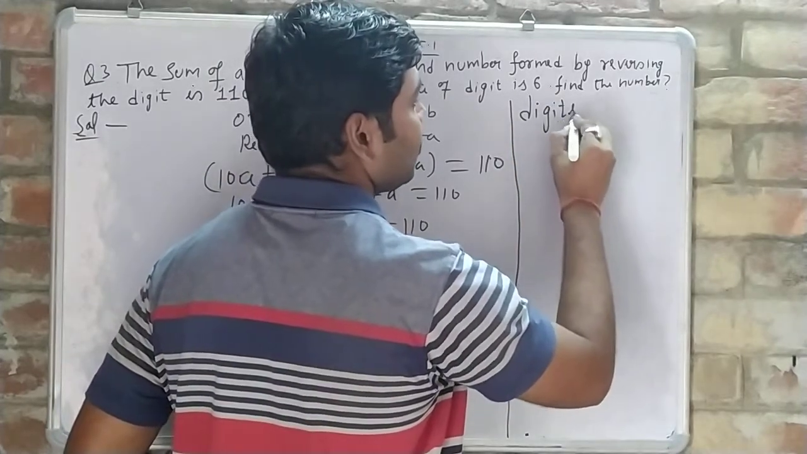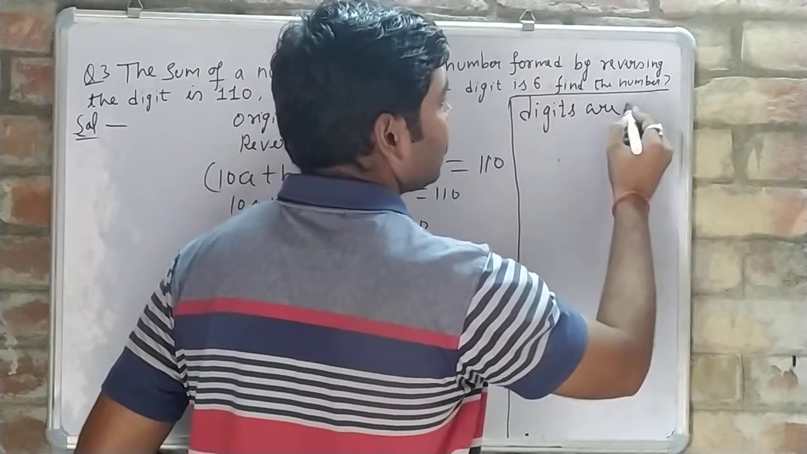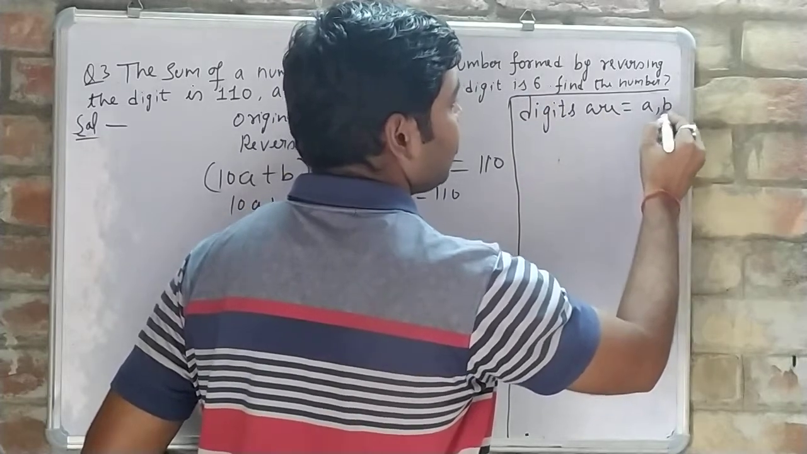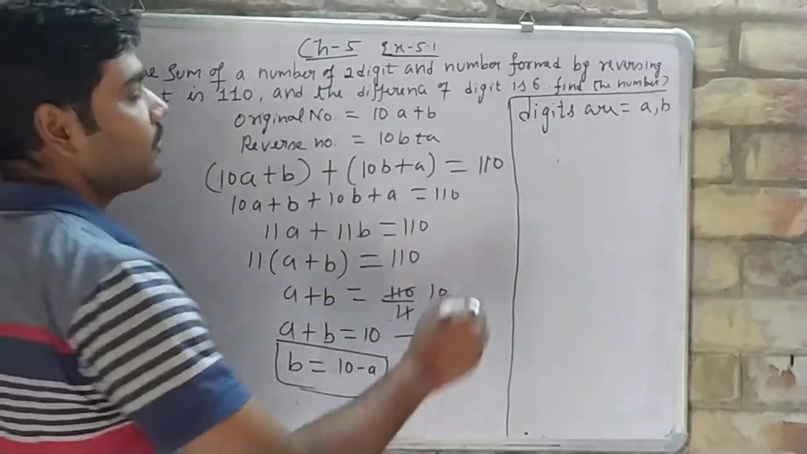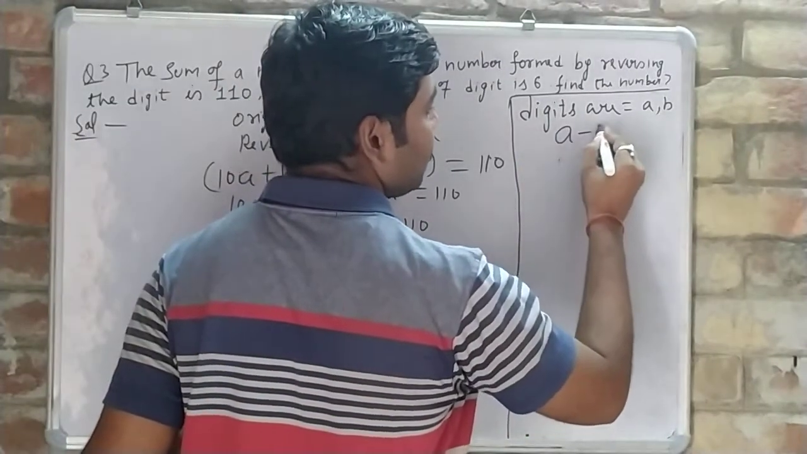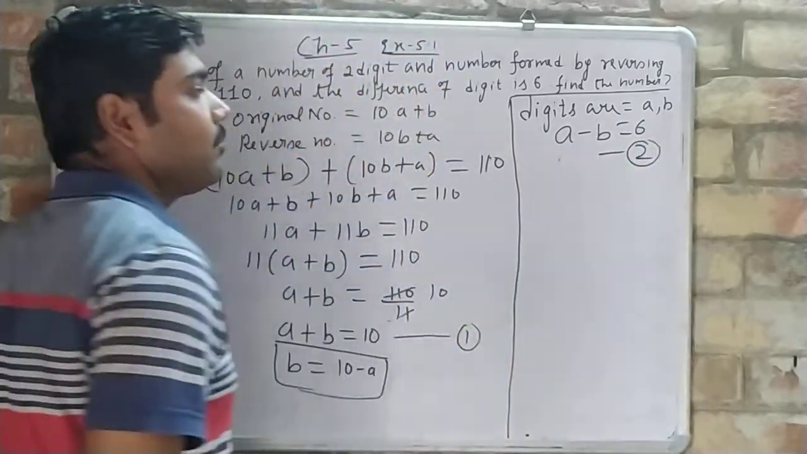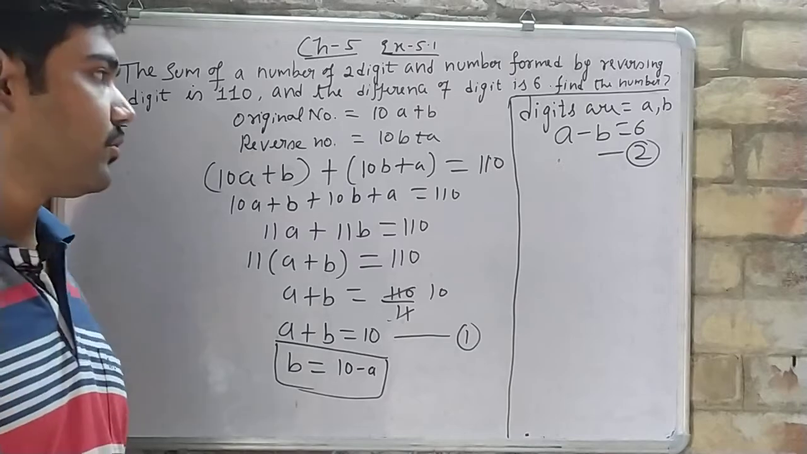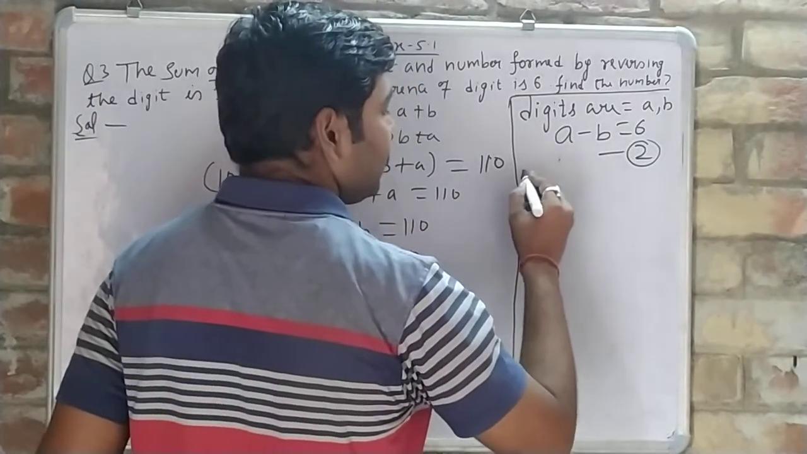The digits are A and B. Now, what is written is that the difference of the digits is 6, that means A minus B is 6. This is the second equation.